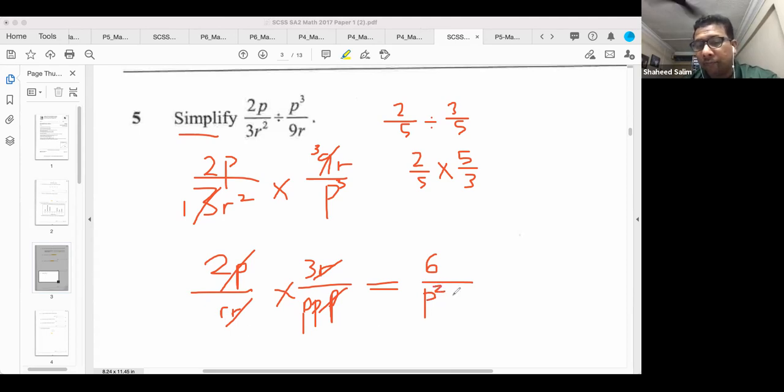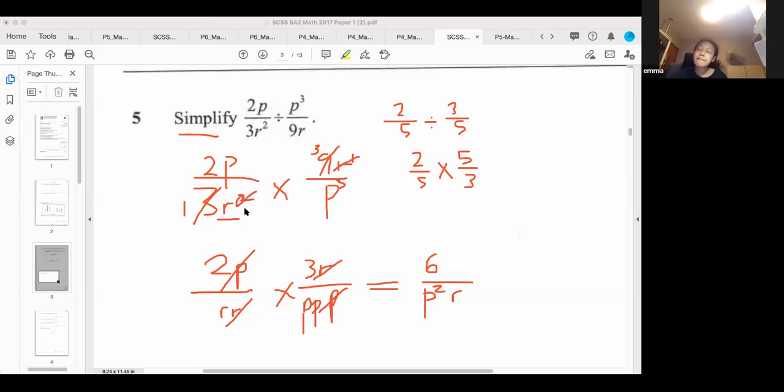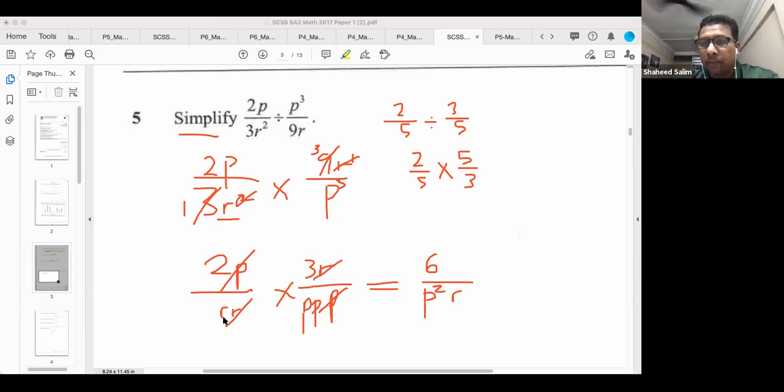There's 1 R here. So you see, this is R to the power 1, this is R to the power 2. You get rid of R, you are left with 1 R only. So 1 R, I cancel. This is P times P times P, this one 1 P, I cancel. 1 P, I'm left with 2, because this is P to the power 3. Say P to the power 2. So this is your answer. Are we okay? Yeah. We move on.